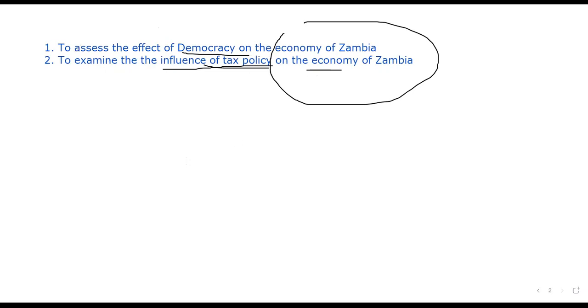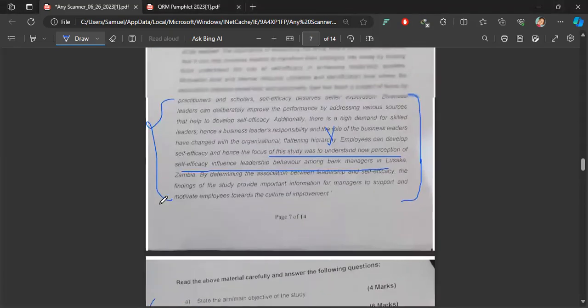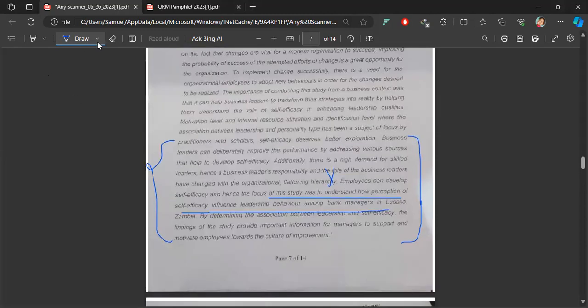So if we go back to our question paper, that is asking us what are the specific objectives of the study? Pardon me for that. If you're asked what are the specific objectives of the study, we are looking at 6 marks. We only have to state 3 and we'll be given 2 marks for each. Very easy. And we already have them written in the passage.